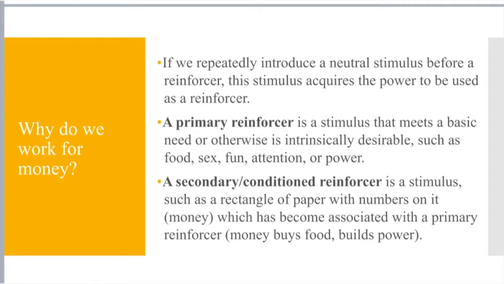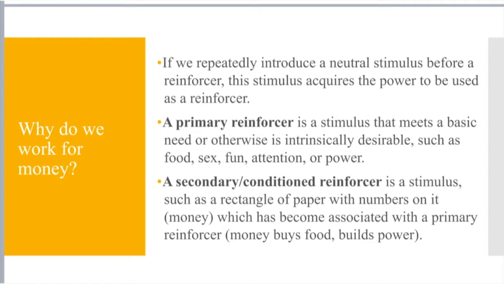Right? If we repeatedly introduce a neutral stimulus before a reinforcer, this stimulus acquires the power to be used as a reinforcer. Right? A primary reinforcer is a stimulus that meets a basic need or otherwise is intrinsically desirable, such as food, sex, fun, attraction, attention, or power. I added attraction in there because that attention piece oftentimes is referencing kids getting attention, but we also see adults doing similar operantly conditioned behaviors because they perceive attraction from the opposite sex or something, right?